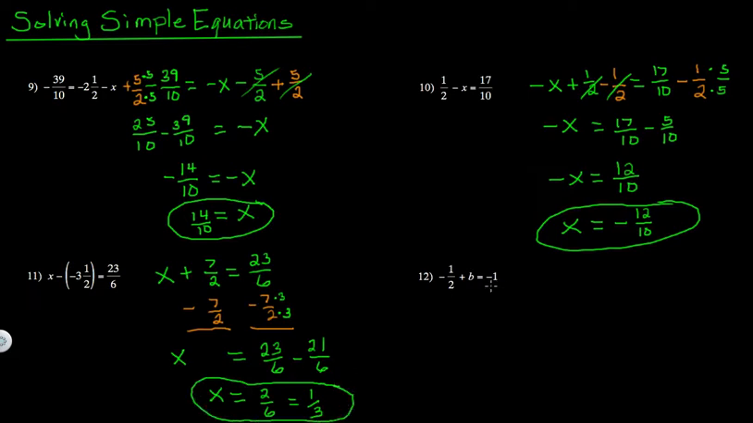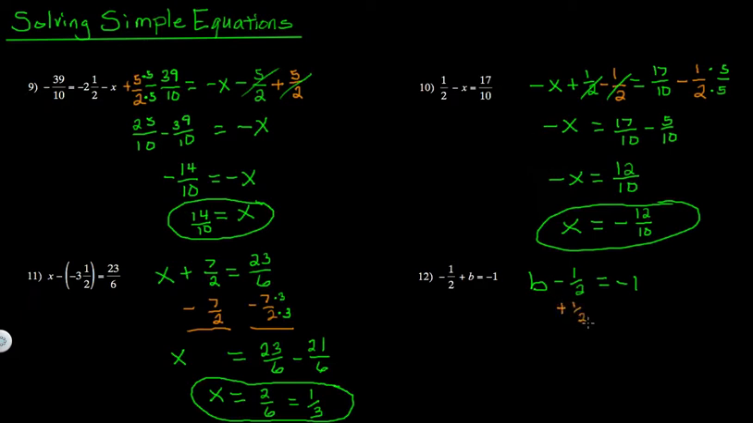And final one of this type, first step, we're going to use the commutative property to put the variable first. So this becomes b minus 1/2. All right, so b plus negative 1/2 or b minus 1/2, that's equal to negative 1. What's being done to our variable? We're subtracting 1/2 from the variable. To undo that, we're going to add 1/2 to both sides.